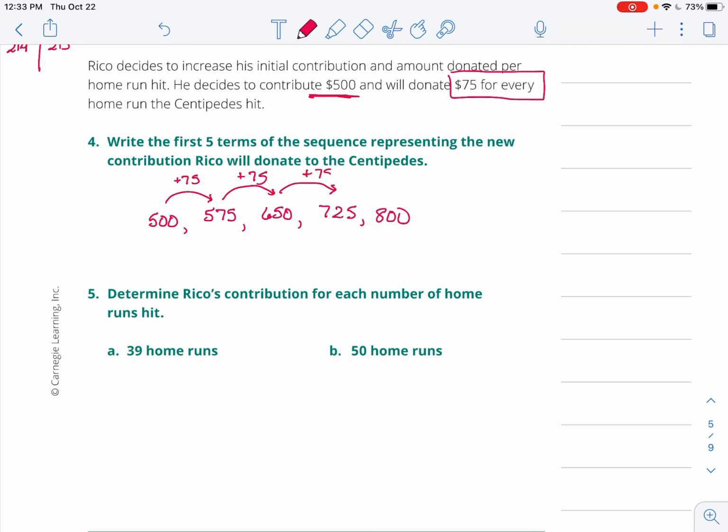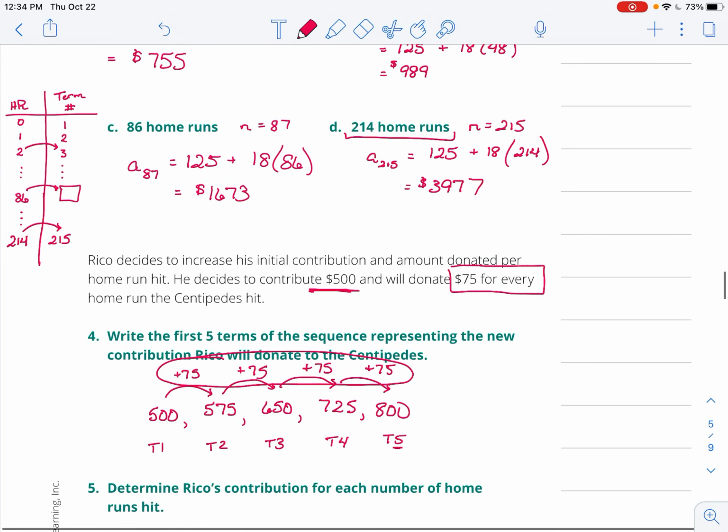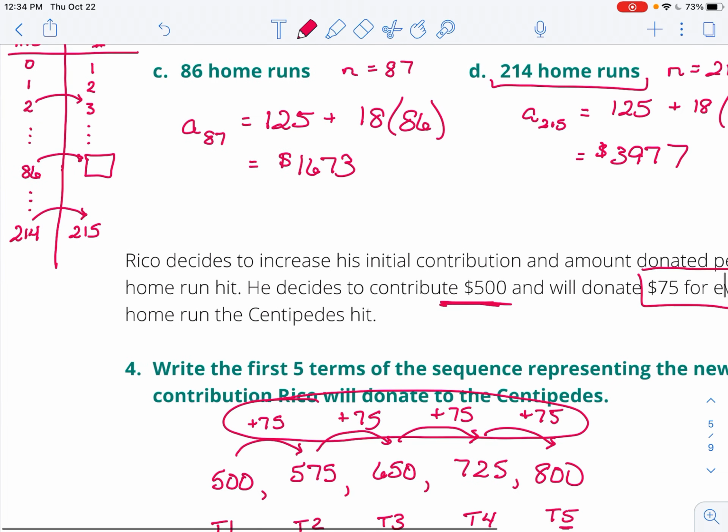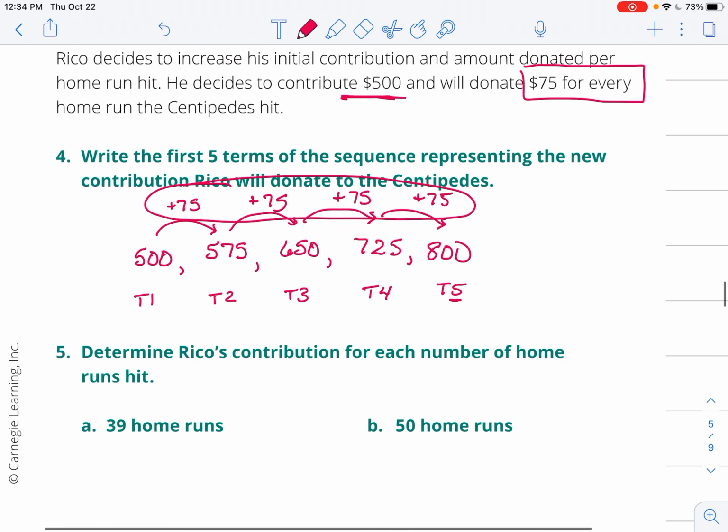What I want to point out about this is, again, that off by 1 relationship. So this is term 1, this is term 2, this is term 3, this is term 4, this is term 5. Term 5 was created by adding 75 4 times. So there are 4 donations, 4 increments of 75 for your 5th term. So this off by 1 relationship we saw here is still true in this instance.